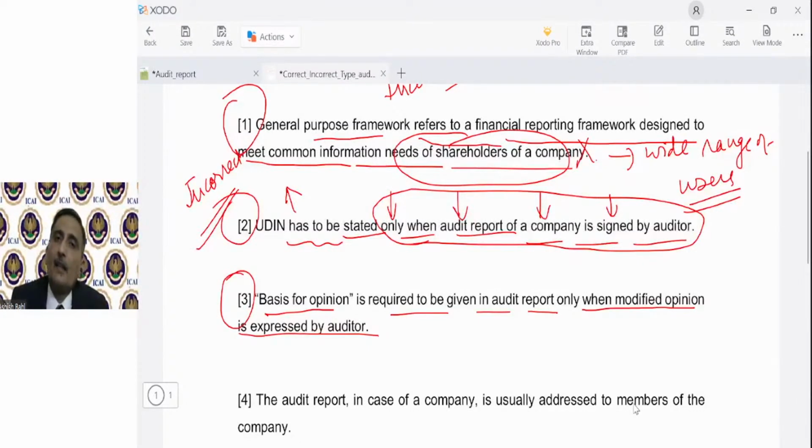If the audit of a partnership firm is done, even then UDIN has to be generated and stated. If the audit of a trust is done and the audit report is issued, then again UDIN has to be generated and stated. It is not only in case of the audit report of a company that UDIN has to be stated. So you are understanding the wording of the statement incorrectly. Hope that is clear to you, Mrs. Lakshmi BS.